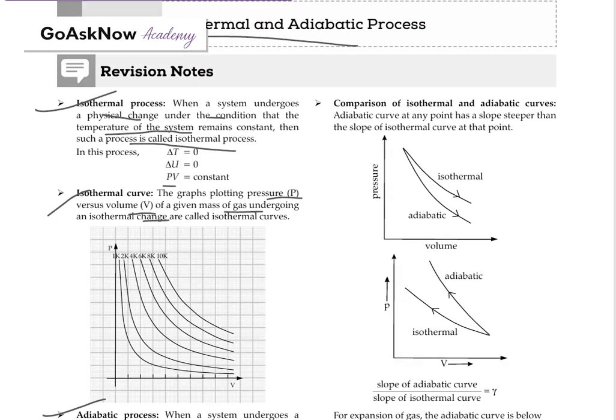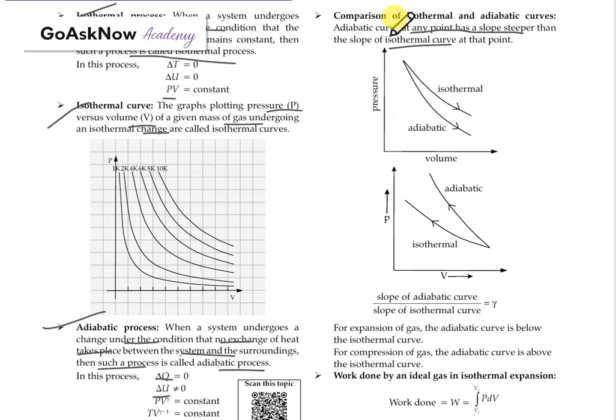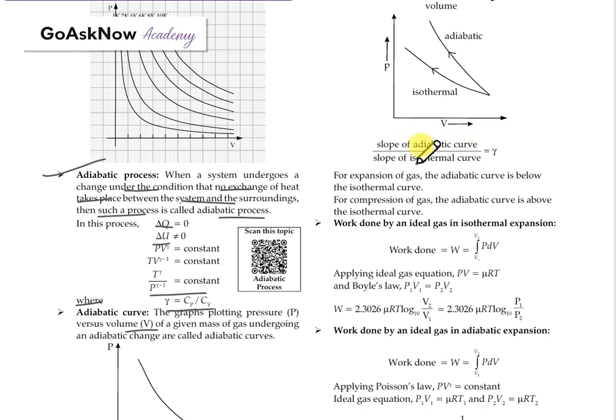Now, comparison between isothermal and adiabatic curve. The adiabatic curve at any point has a slope steeper than the slope of the isothermal curve. From this diagram, it's clear that the adiabatic curve is steeper than the isothermal curve. The slope of adiabatic curve upon slope of isothermal curve is equal to gamma.